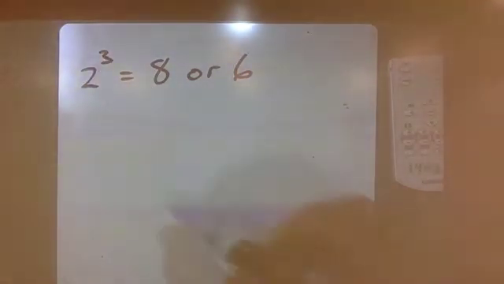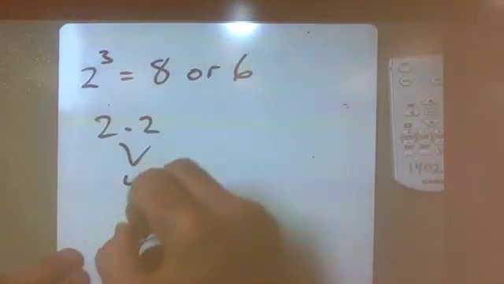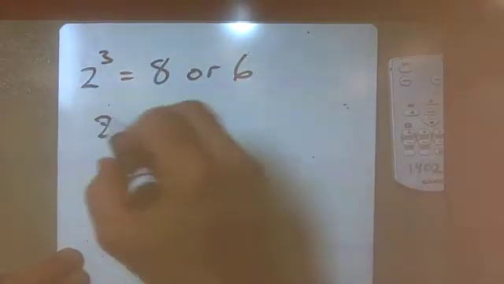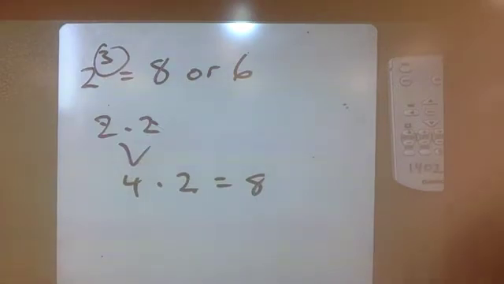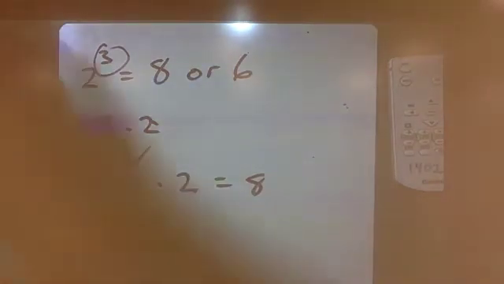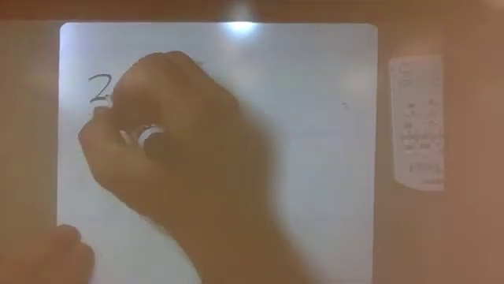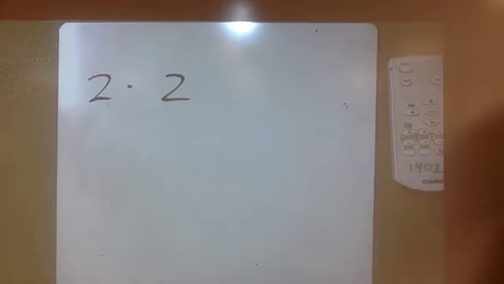2 times 2 is 4. 4 times 2 is 8. 3 2's because the exponent's 3. Okay, that's your basic introduction. Now we're going to multiply the same number together. 2 times 2, which everybody knows is 4.